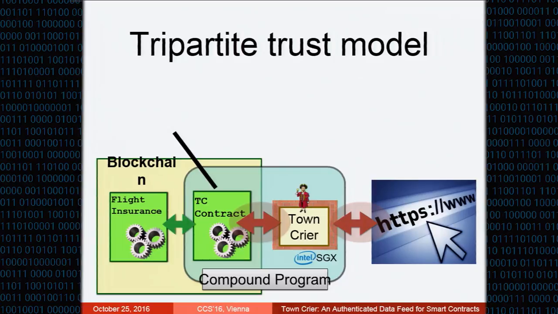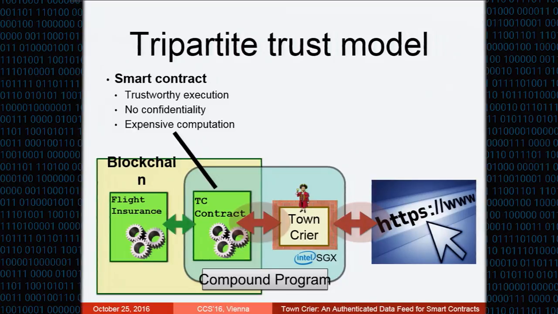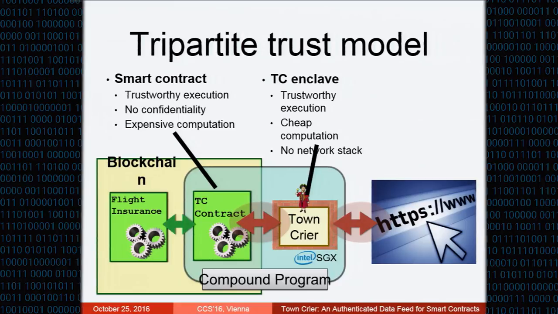So very interestingly, we are dealing with a tripartite trust model, and each part of it has very unique properties. The contract front end is a smart contract, so the execution is trustworthy. However, it has no confidentiality, and the execution is expensive. As for the Town Crier enclave, the execution is also trustworthy, but here the computation is actually quite cheap because you run it on the CPU.